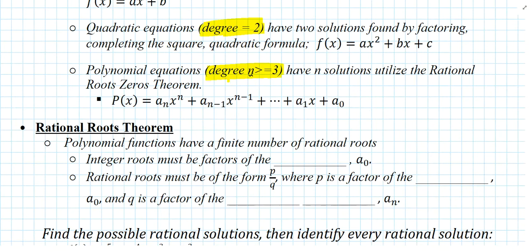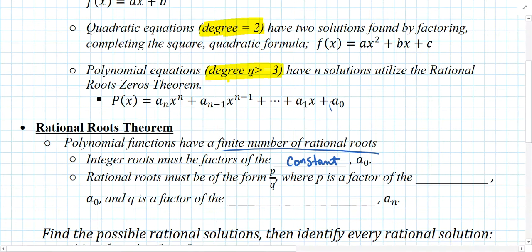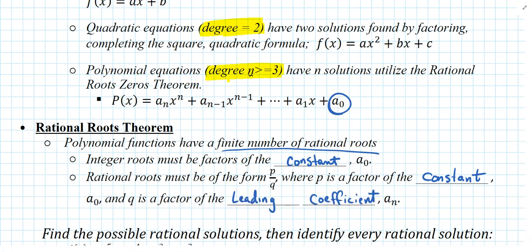The rational roots theorem indicates that polynomial functions have a finite number of rational roots. It also indicates that the integer roots of a polynomial must be factors of the constant, which is noted with the a subscript 0 symbol in the equation above. Finally, the theorem indicates that rational roots must be of the form p divided by q, where p is a factor of the constant and q is a factor of the leading coefficient, written with a subscript n in the equation above.